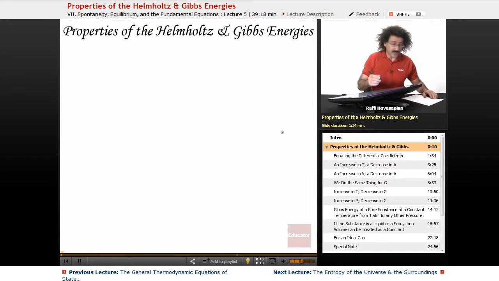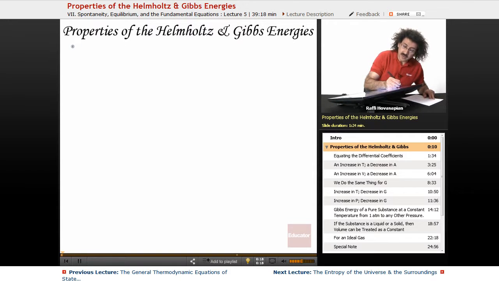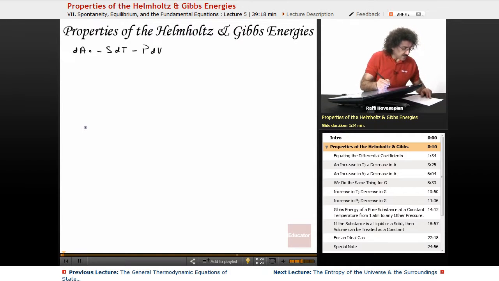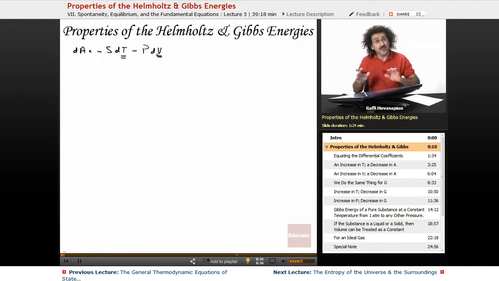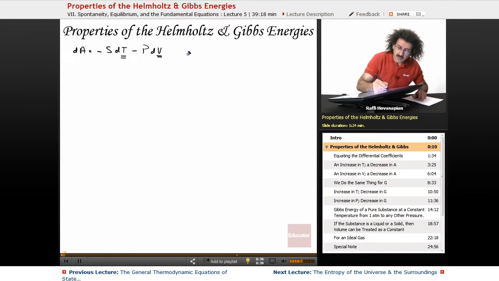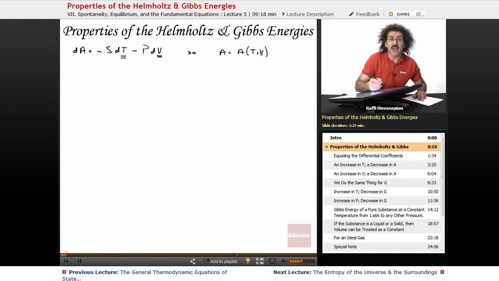Okay, so for the Helmholtz energy, one of the fundamental equations that we have is the following. We have dA equal to minus S dT minus P dV. In this particular case, the temperature and the volume are the natural variables for the Helmholtz energy. So essentially what we're saying is that the Helmholtz energy is a function of temperature and volume.